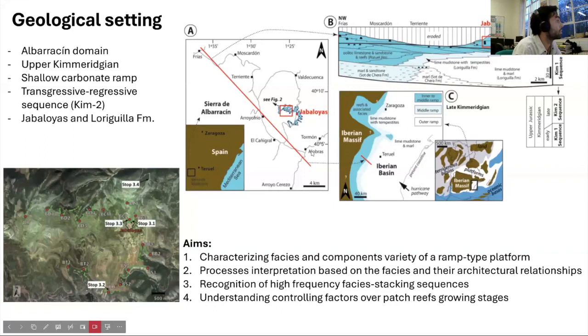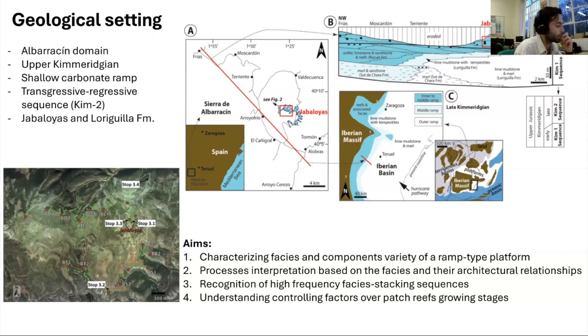So in terms of geological setting, as I said, we are in that second transgressive-regressive sequence stage of the Kimmeridgian. And we're looking at a shallow carbonate ramp at Jabal Uyas. The aim of that day was to characterize the different facies and architectural elements that are present on that ramp-type platform, so basically describing that facies diversity and architectural element diversity.